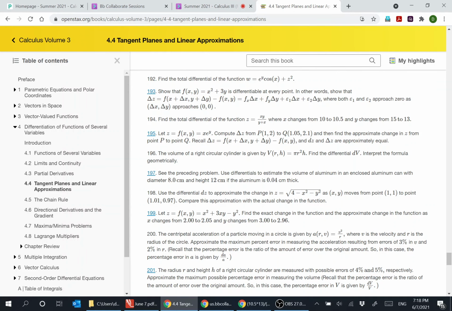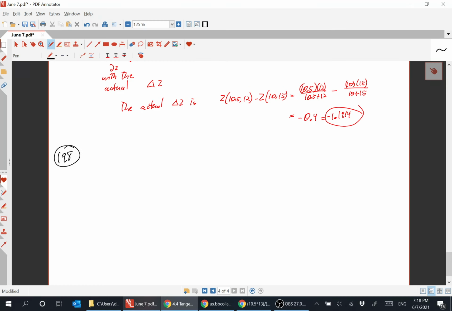So same thing, we'll use the differential dz to, oh, okay, they're using a d, not the del, to approximate the change in z equal to this square root function as we go from 1, 1 to 1.01 and 0.97. So z is equal to the square root of 4 minus x squared minus y squared.